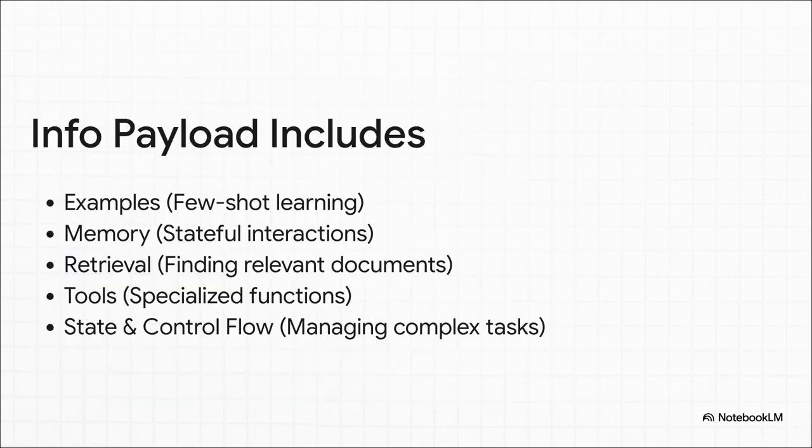So what's actually in this payload? Well, it's a whole toolkit. It includes examples, which is how you show the model what a good output looks like. That's your few-shot learning. It includes memory, so the AI can actually remember what you talked about 5 minutes ago. There's retrieval systems to pull in real-time factual documents. You can give it tools, like a calculator it can use on its own. And you can even build in control flow to help it manage really complex, multi-step jobs.